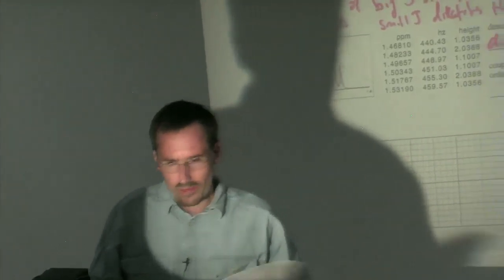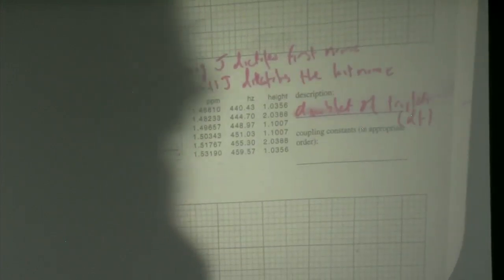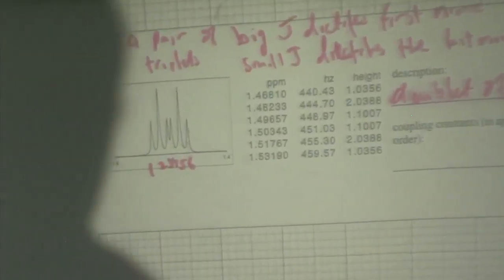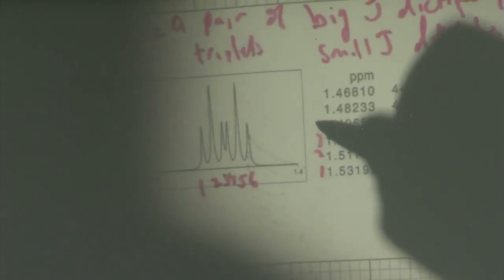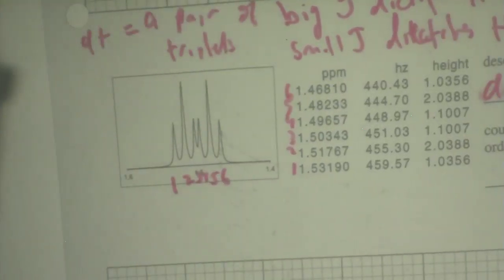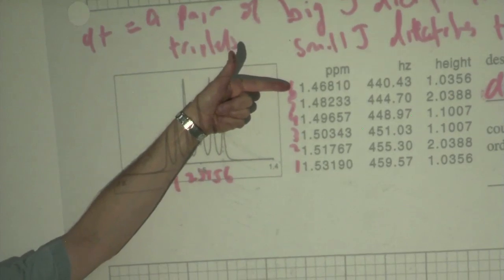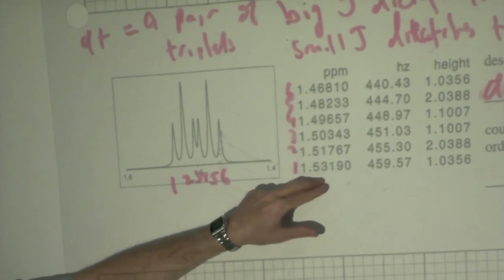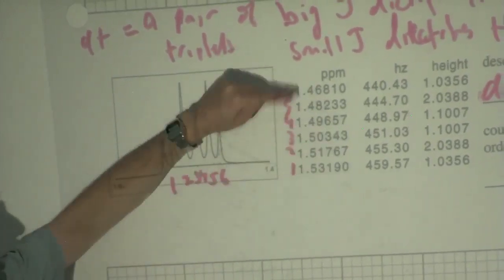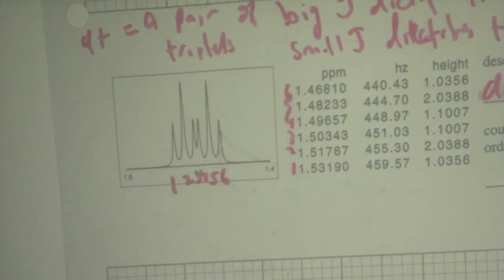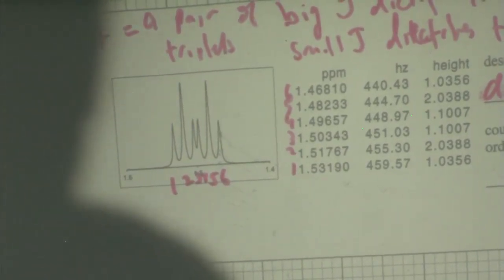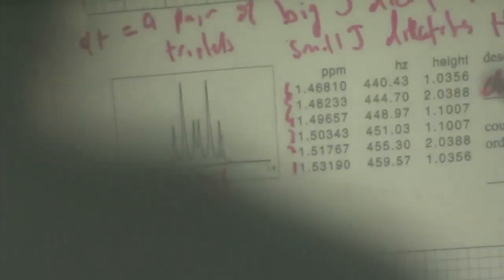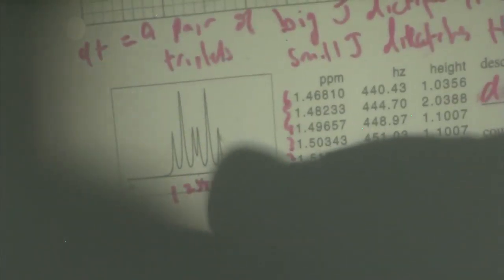So if we call these peaks 1, 2, 3, 4, 5, 6, and we look at them in a peak printout, and I just number them 1, 2, 3, 4, 5, 6. Now I have a caveat for you. I've simulated this, and my simulation happens to run from low to high PPM. Typically, when you see a real spectrum, it's going to run from high to low. So typically, one would be at the top, 2, 3, 4, 5, 6. Okay, so small j is always going to be the first and the second, or the last and the next to last.